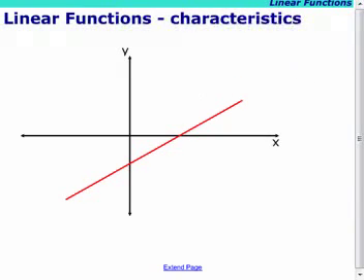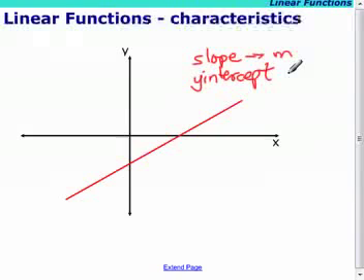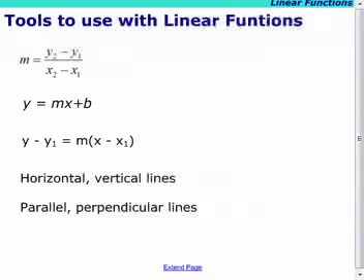So linear functions have two characteristics that we worry about. The first one is the slope. Often we use the letter m for slope, and also the y-intercept, or where it crosses the y-axis. Typically we use the letter b to represent the y-intercept. And we'll use those two later in the video.